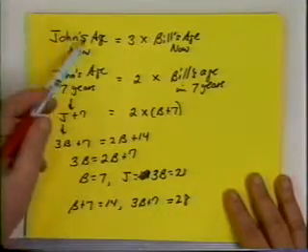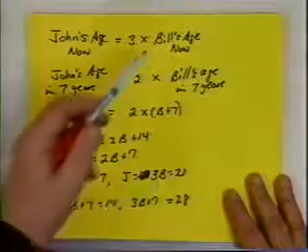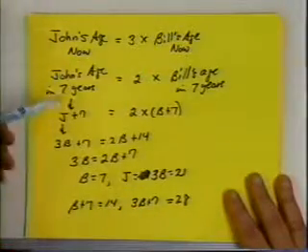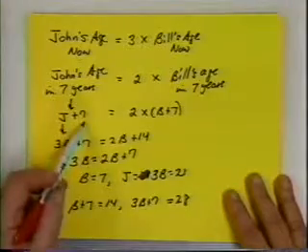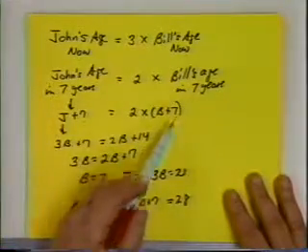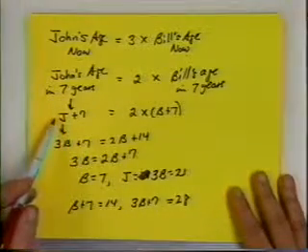Then you say, okay, John's age now is J, so John's age in 7 years is J plus 7, and Bill's age is B plus 7. In other words, you can arrive at this the same way we were doing before.